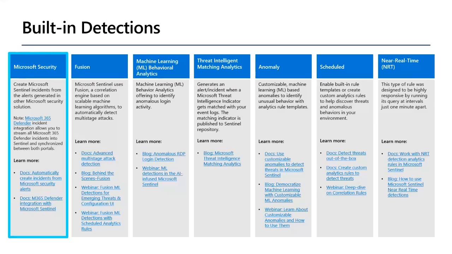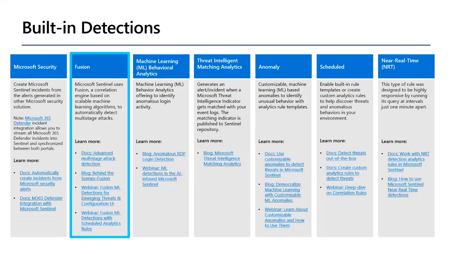First, we have the Microsoft security rules. This allows users to automatically create incidents from the alerts generated in other Microsoft security solutions, such as MDE or MCAS, in real time. It supports rule logic customizations, such as filtering by alert severity, or only creating incidents from alerts that contain specific text in the alert name. Besides that, do take note that there's the Microsoft 365 Defender connector, which allows you to stream all Microsoft 365 Defender incidents into Microsoft Sentinel and provides bidirectional sync between both portals.